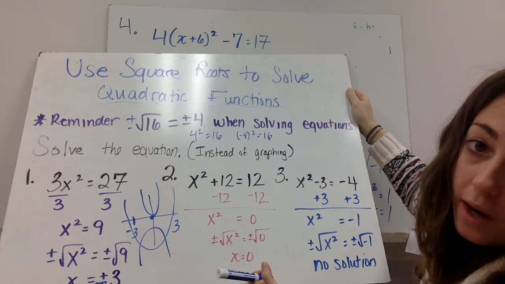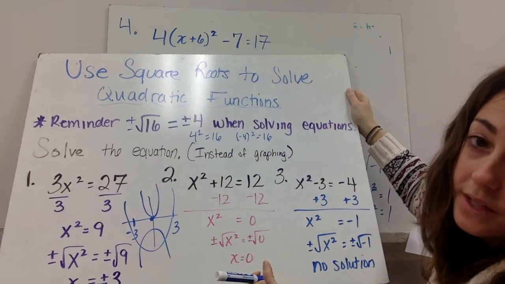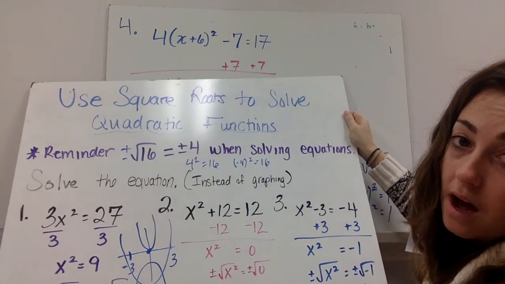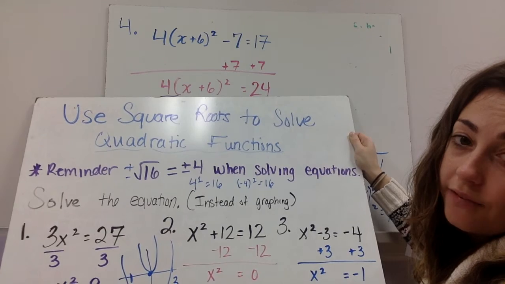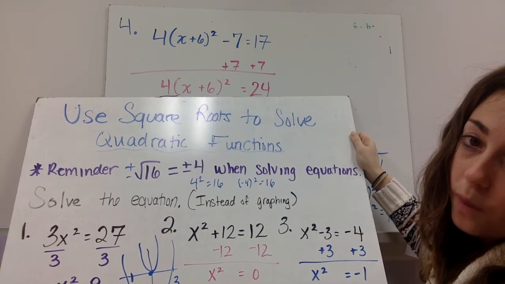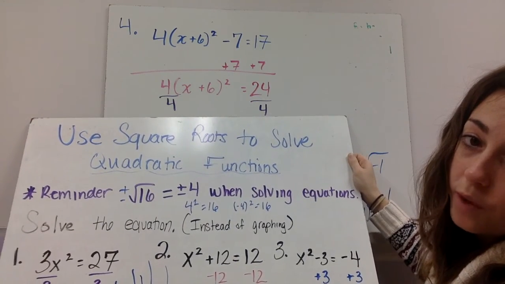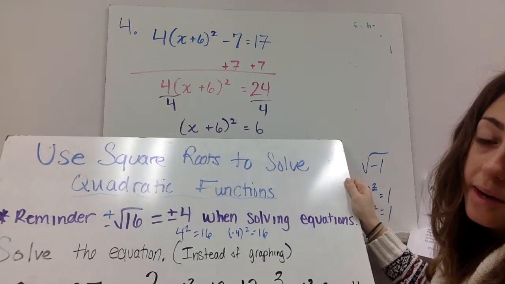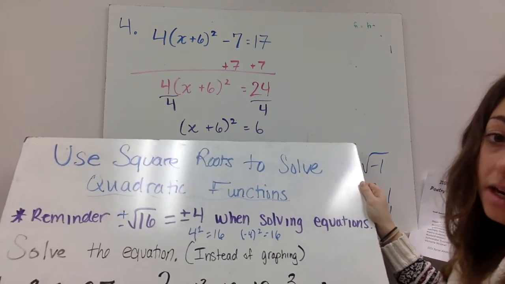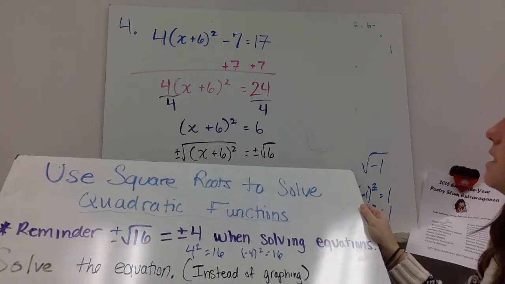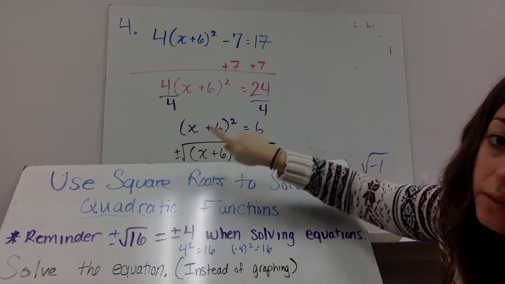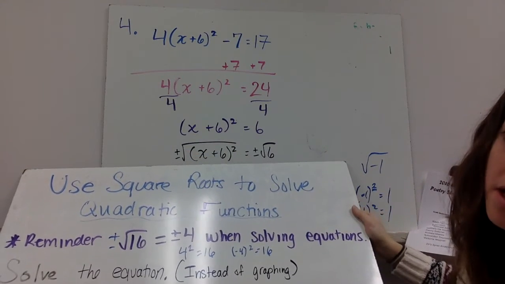You have 4 times the quantity x plus 6 squared minus 7 equals 17. So the first thing we're going to do is add 7 to both sides, and you get 4 times the quantity x plus 6 squared equaling 24. Then you divide by 4 to eliminate that 4 up front, and you have x plus 6 squared equaling 6. Then you have to take the positive and negative square root. This part's tricky. All you have to deal with is that this whole quantity is being squared, so you have to undo a square, take the square root.